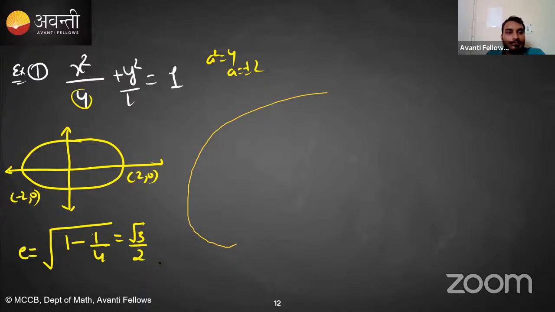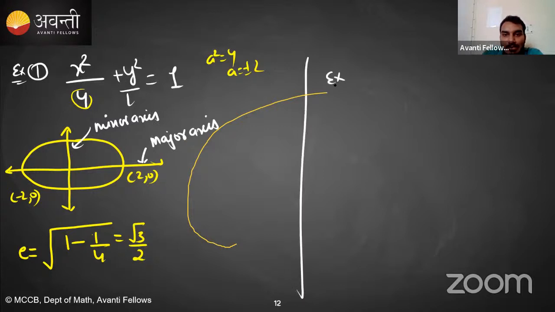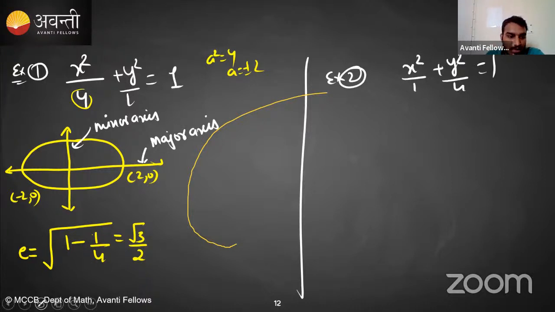Is this clear? Students, is this clear? Any doubts so far? So in this case, this is the major axis and this is the minor axis, right? But students, tell me, if I give you this example, let's say example 2. In example 2, you have x square upon 1 plus y square upon 4 is equal to 1. Now, can anybody tell me the eccentricity of this ellipse?